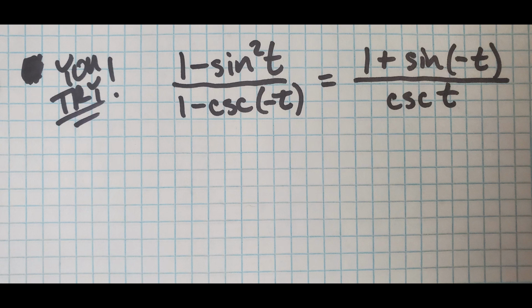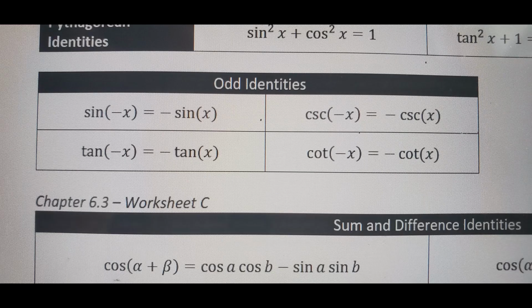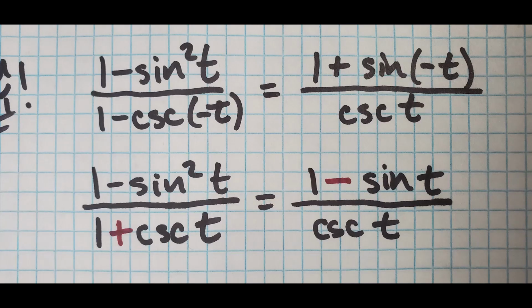So what we have to do is we have to find our odd identities on here. And both of those are going to be in this little box right here. So sine of negative x, the negative kind of comes out front. Cosecant, the negative when it's inside the parentheses kind of comes out front. So that's going to happen twice for us. So if I look at this, the cosecant on the bottom, that negative comes out front. So instead of being 1 minus cosecant, now it's going to be 1 plus cosecant, and now the t is positive.